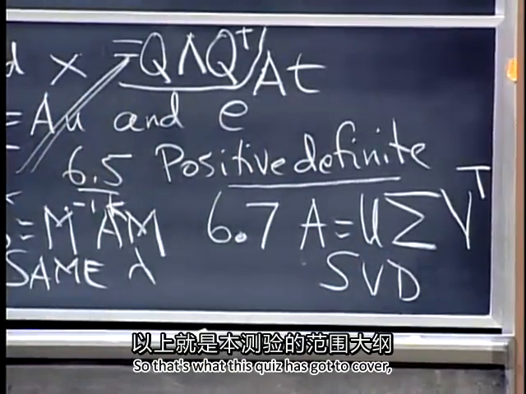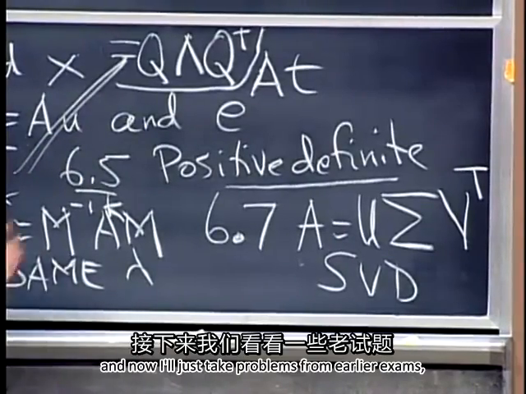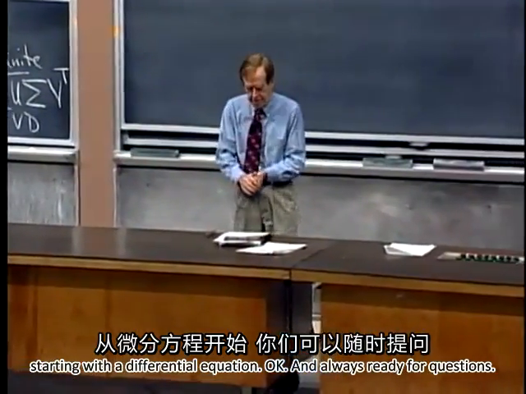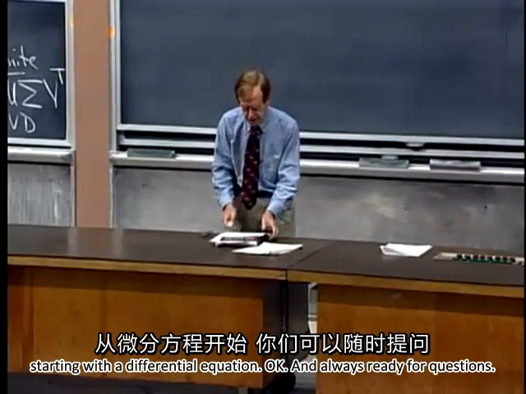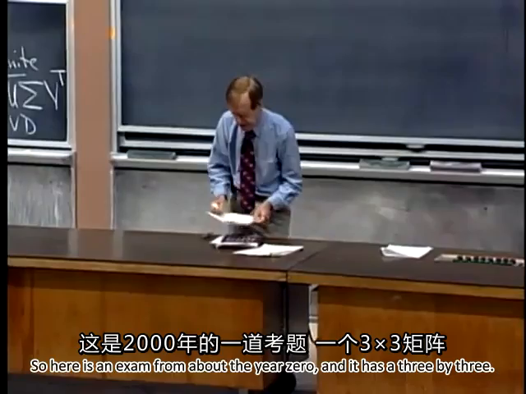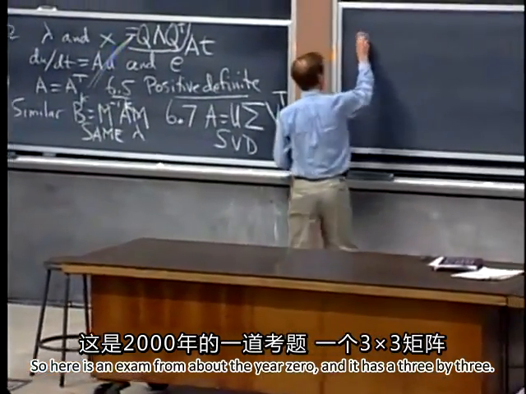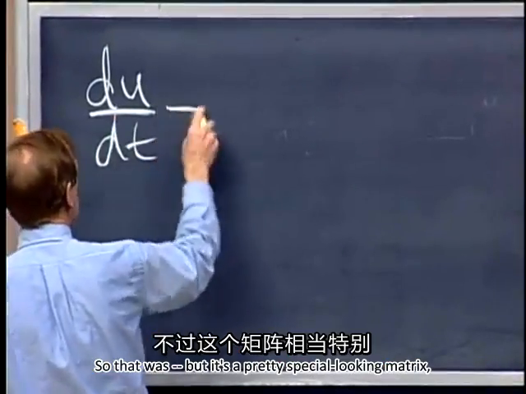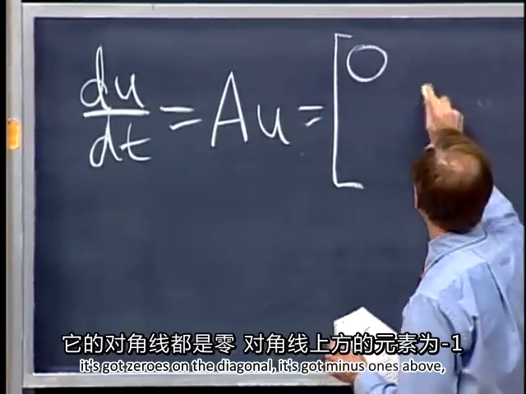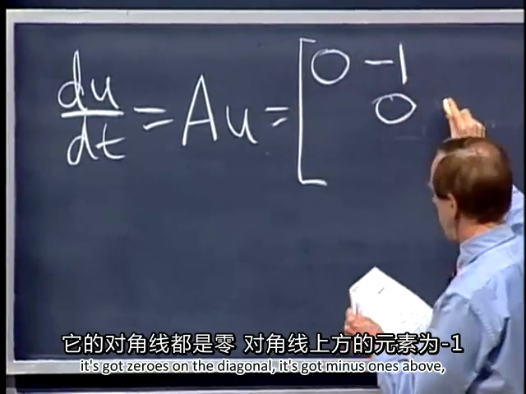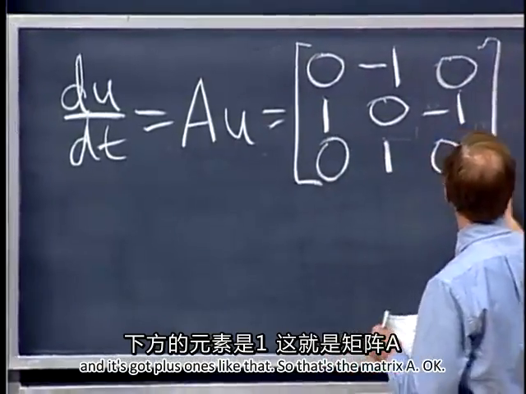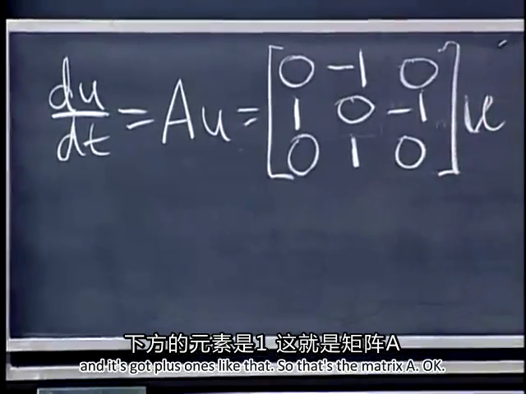Okay, so that's what this quiz has got to cover. And now I'll just take problems from earlier exams, starting with a differential equation. Okay, and always ready for questions. So here's an exam from about the year 0. And it has a 3 by 3 matrix, but it's a pretty special looking matrix. It's got zeros on the diagonal. It's got minus 1s above, and it's got plus 1s like that. So that's the matrix A.